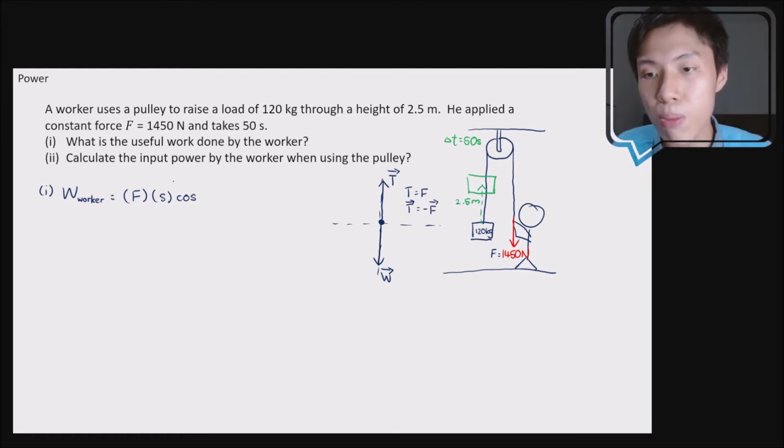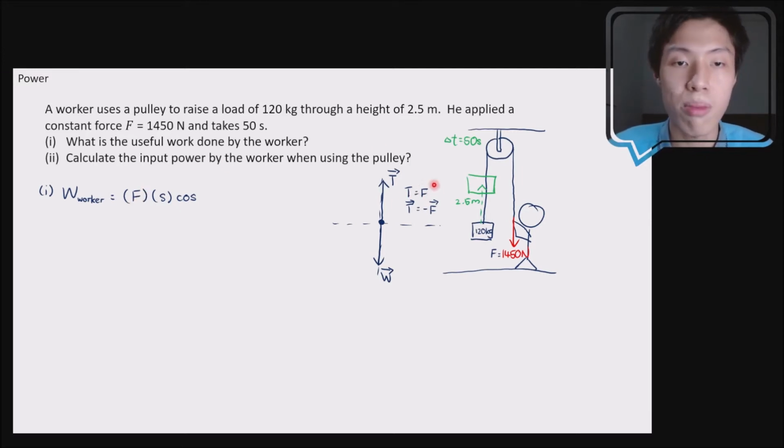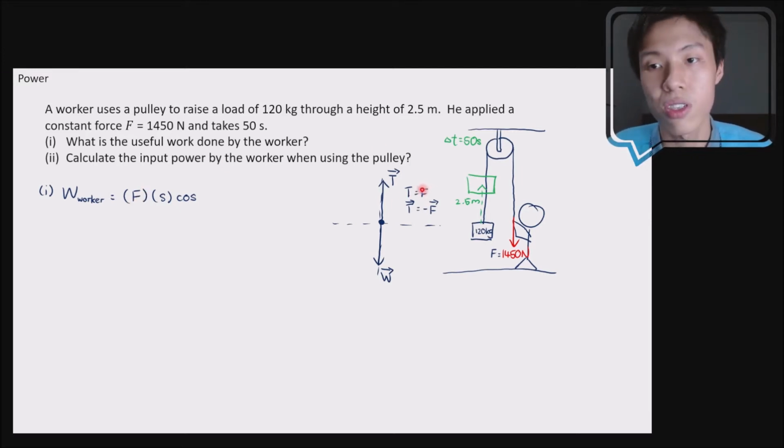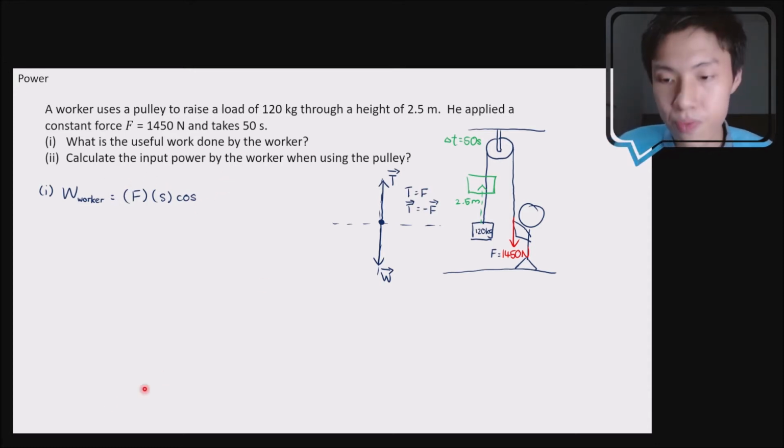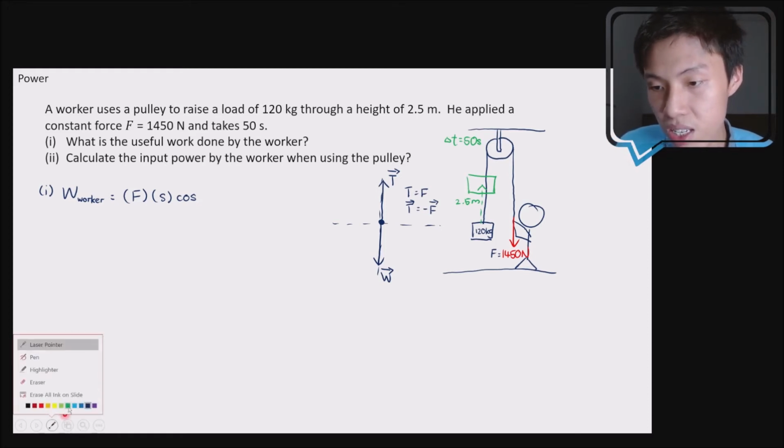So I can replace the tension here with the external force because they share the same magnitude. So I write here the magnitude of external force. I can just write magnitude of tension as well, no problem. Then I can say the magnitude of tension is the same as magnitude of external force. Both are fine. But here we are looking at the angle between the tension and the displacement.